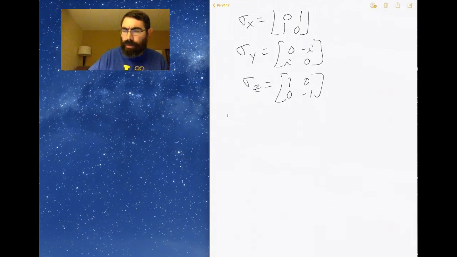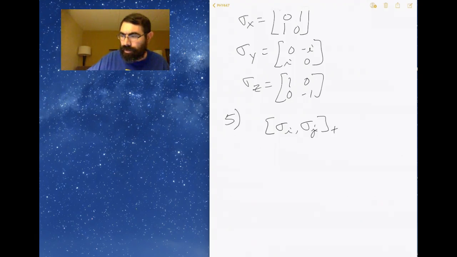So the next property, this one is property number 5. If we combine property number 1, which says the anti-commutation relation is equal to 0, and this is only true if i is not equal to j, and then property number 4, which basically said if they are the same, if you square them, then you get the identity matrix.